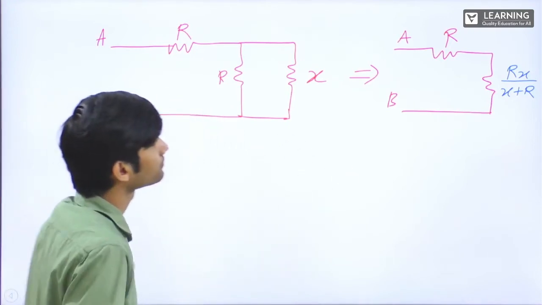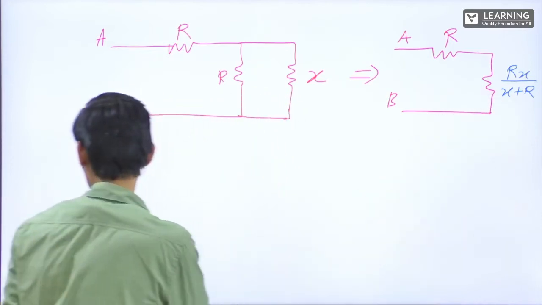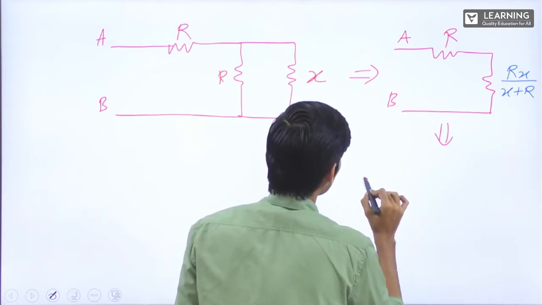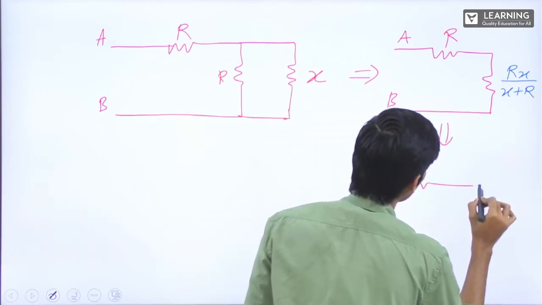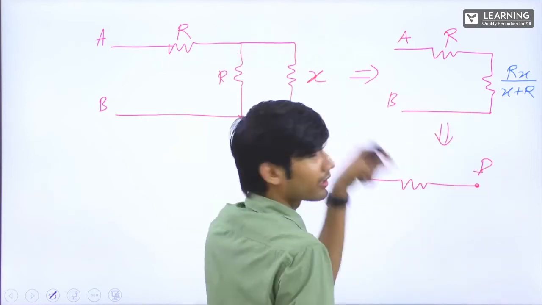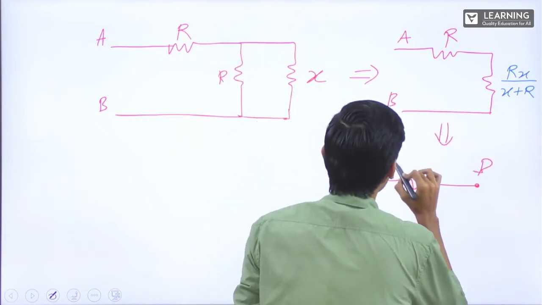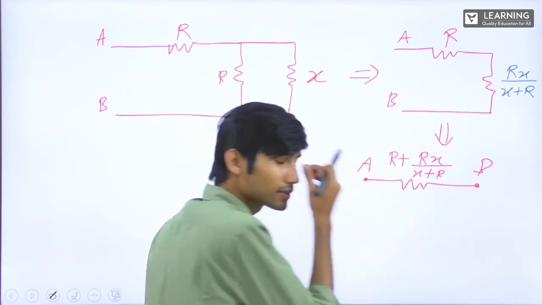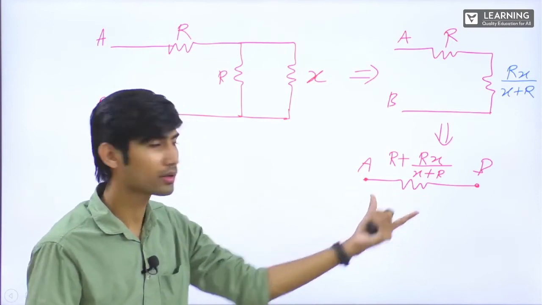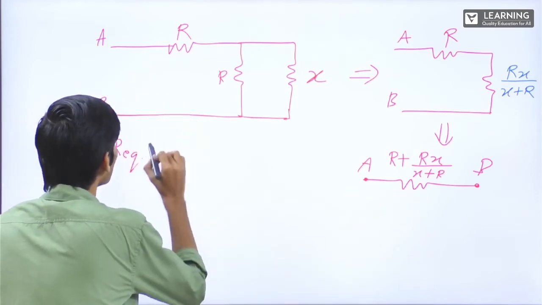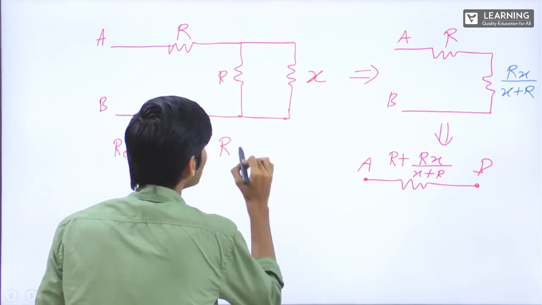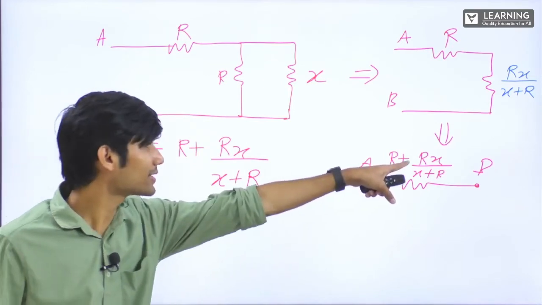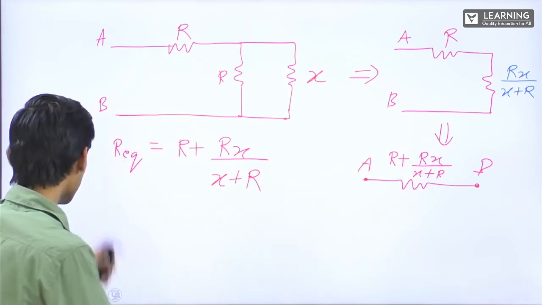Now see, these two are in series. So finally what we'll get from here, this is A, we'll get one circuit, this will be B. I'm just straightening the wire. R plus this, R plus Rx upon x plus R. What is this? R equivalent, right? R equivalent is equal to R plus Rx upon x plus R. What is R equivalent? This x is R equivalent only. So can I write this R equivalent as x?